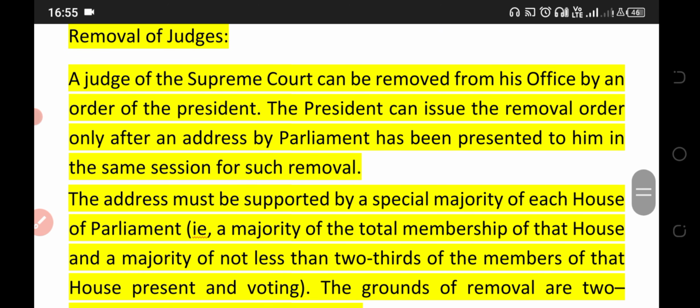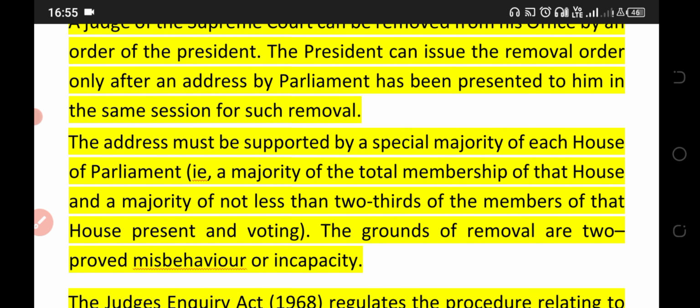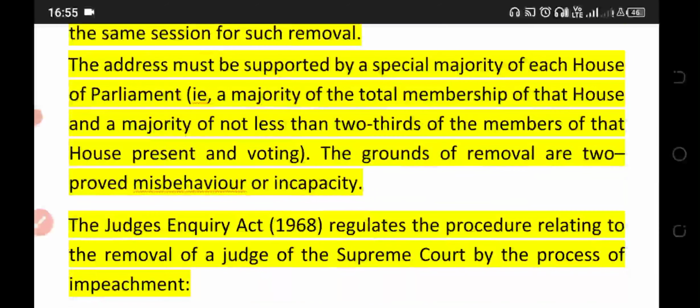Judges of the Supreme Court can be removed from office by an order of the President. The President can issue the removal order only after an address by Parliament has been presented to him in the same session for such removal. The address must be supported by a special majority of each House of Parliament: a majority of the total membership of the House and a majority of not less than two-thirds of the members of that House present and voting.